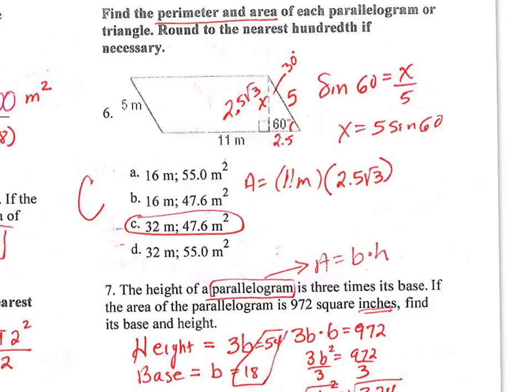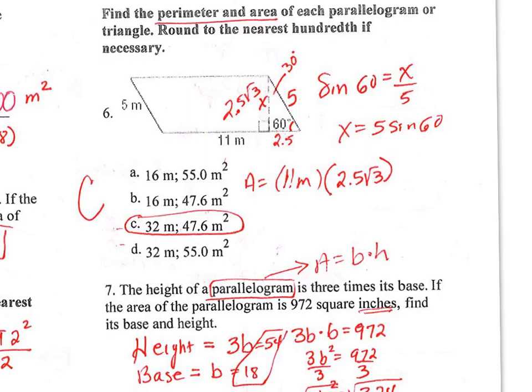If you decided to use SOHCAHTOA, sure, it could be sine of 60 equals x over the hypotenuse, which is 5. So it's 5 sine of 60. And if you put this in the calculator and you put 2.5 square root of 3, it's the same value. So base is 11 times the height, which is 2.5 square root of 3, or this number, whichever of the two. And that gives you 47.6 square meters.